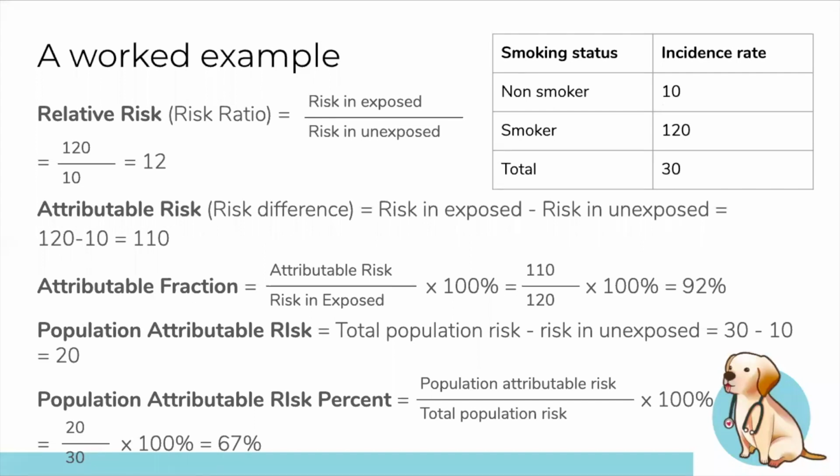Population attributable risk. So then you look at the total population risk instead of the risk in exposed, and then you subtract that, so that gives you 20. And then you do some funky math here, basically just plug in the formula, and that gives you 67%. So this is the percentage of cases that could have been prevented if nobody in the population had smoked.